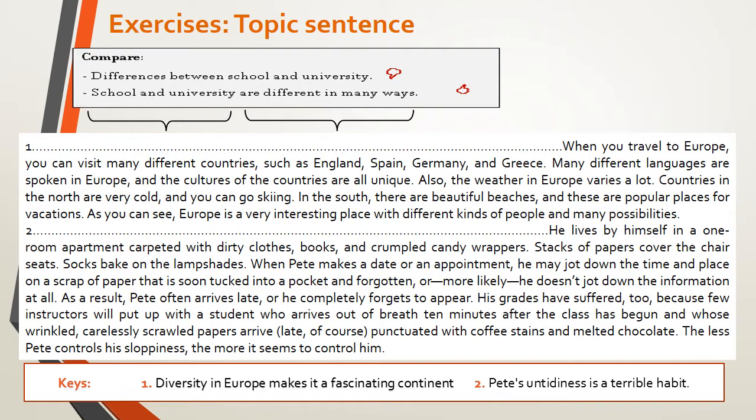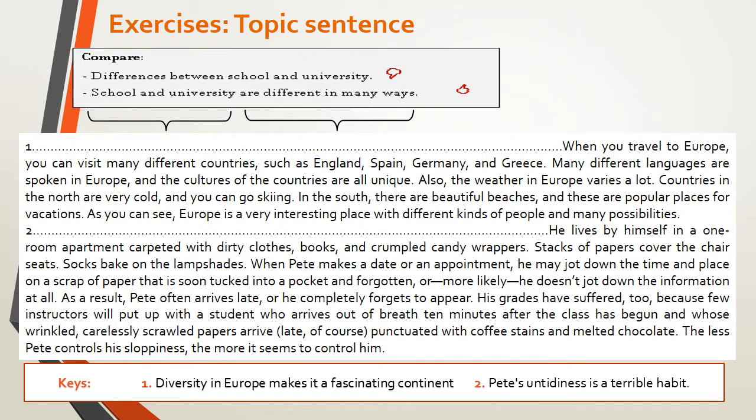The less Petty controls his sloppiness, the more it seems to control him. This looks like a concluding sentence in which the idea of sloppiness or messiness or disorganization is expressed explicitly. We notice that the whole discussion is about how this person is a disorganized person.